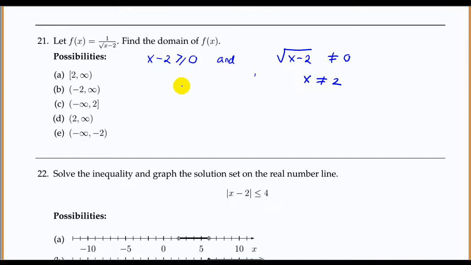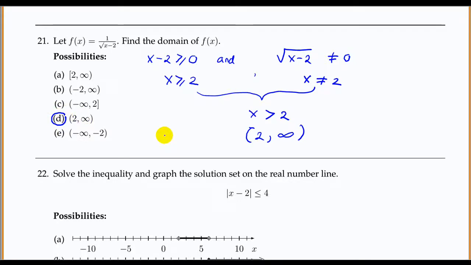So we have two conditions. The first is x minus 2 is greater than or equal to 0, and the second is x not equal to 2. From here we have x greater than or equal to 2, but x is not equal to 2. So from these two conditions, x must be bigger than 2, or in interval notation from 2 to infinity. So the answer is D.